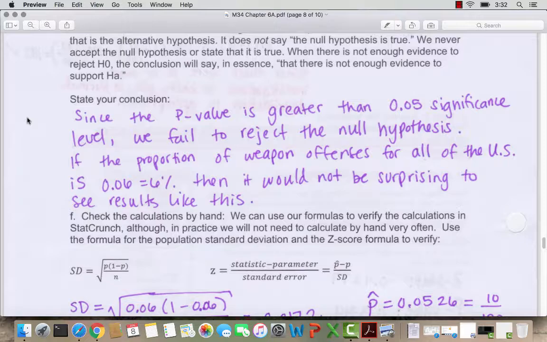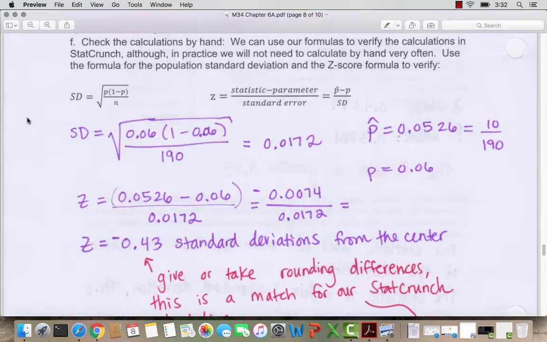Now we can check our calculations by hand. It's not necessary to do this with every calculation, but you might want to practice with the first few calculations. So since we know this 0.06 population proportion, we can actually compute the standard deviation and not the standard error. So we've got 0.06 times 1 minus 0.06, and then we're going to divide that by 190 and take the square root. So you can verify on your calculator. After rounding, you should get 0.0172.